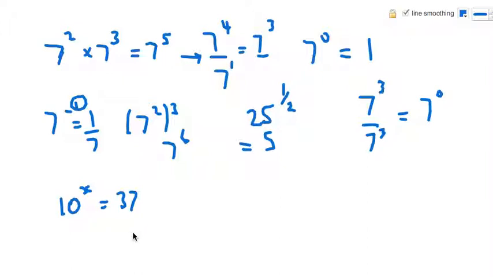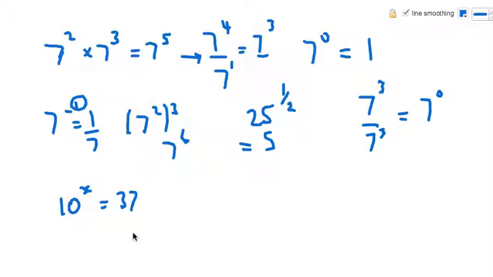And finally, the last one is not a typical indices question because it's not saying something to the power of this is what. It's doing the opposite, the reverse thing, and saying 10 to the something is 37, so what's that something? So that is where we use logarithms.